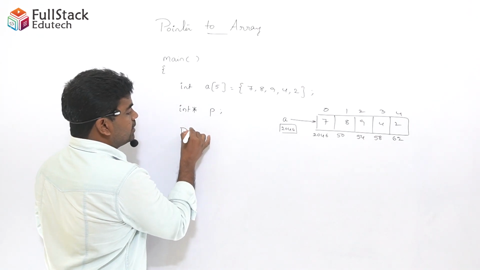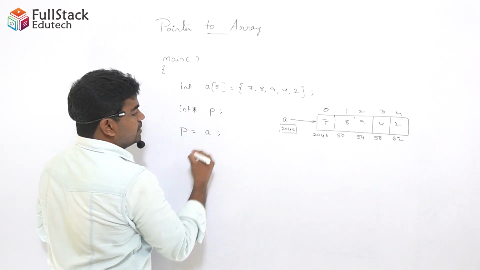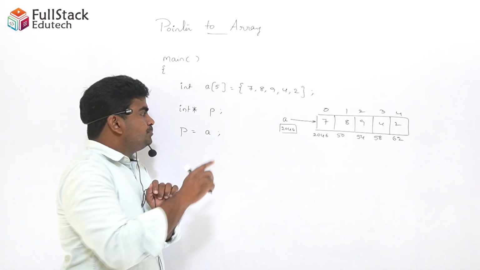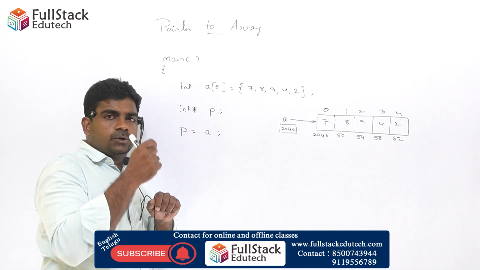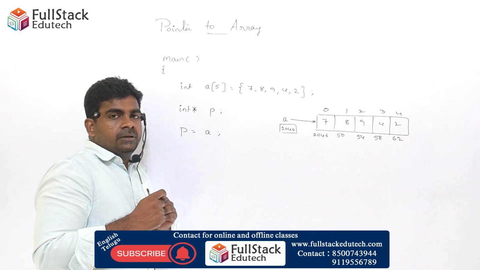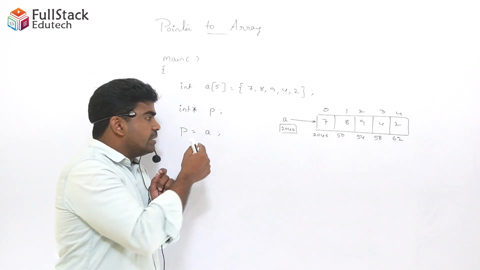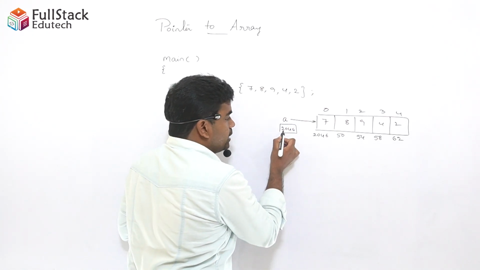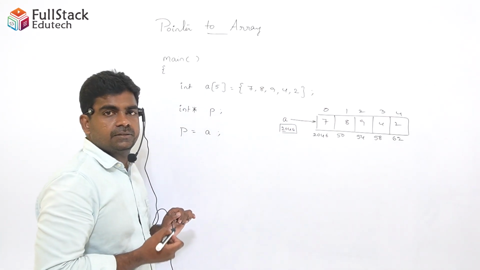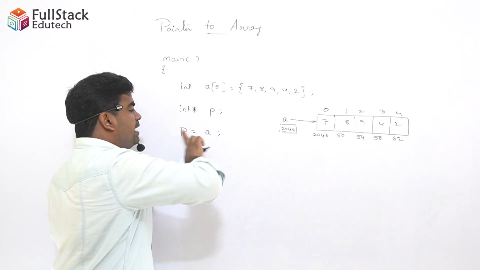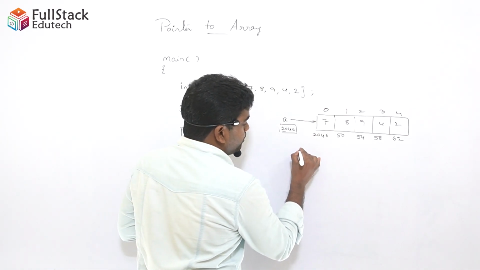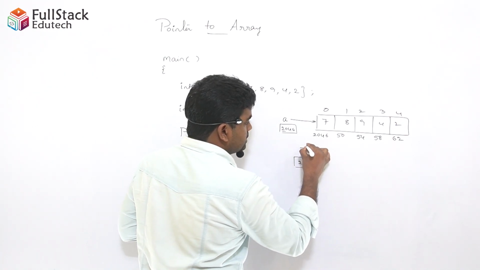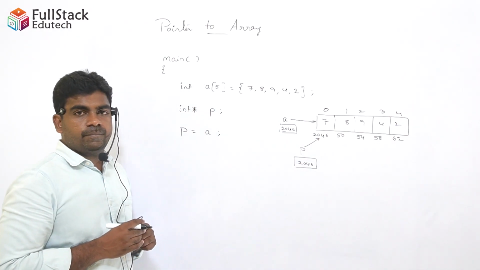and into that p, we are storing a. Sir, where is the address operator? Normally, pointer variables hold addresses. With the help of the ampersand address operator only, you assign the value. Here, a is already holding the address, so directly you can assign the value. Simply, p holds 2046. So p also starts pointing to this one.